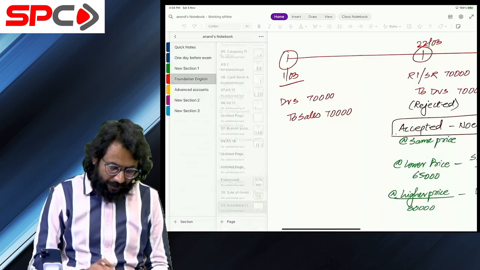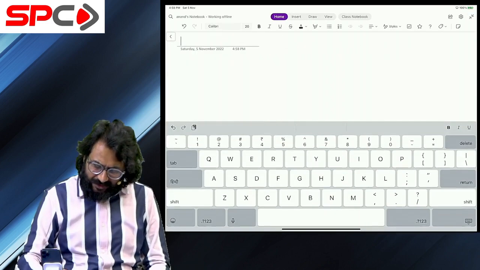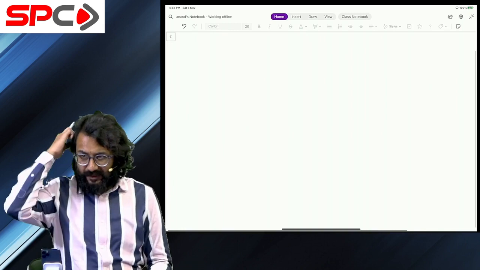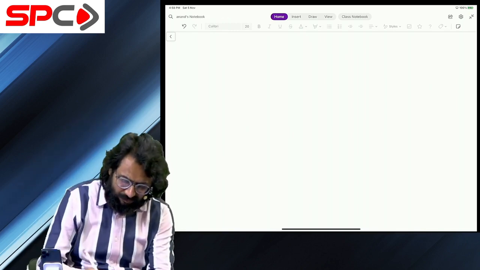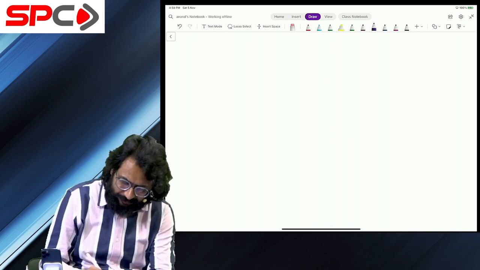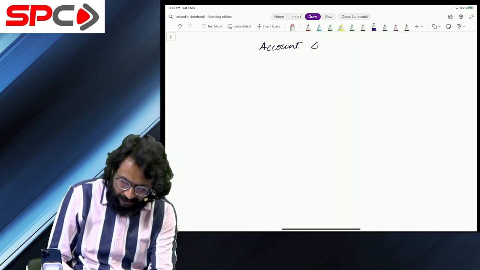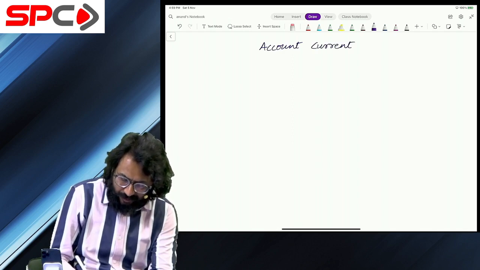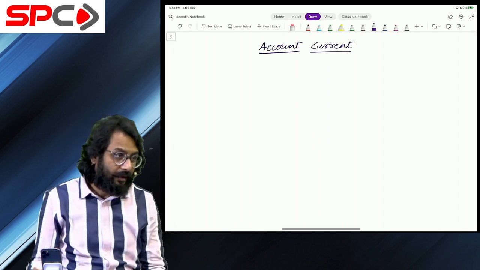So let me tell you, account current as a topic is very easy, frequently asked in exams, and very easy to explain. So I don't think it is going to be a big challenge. Here I write down account current. Are we ready? Now let me explain first. The word account means what? Account means account. But which account?